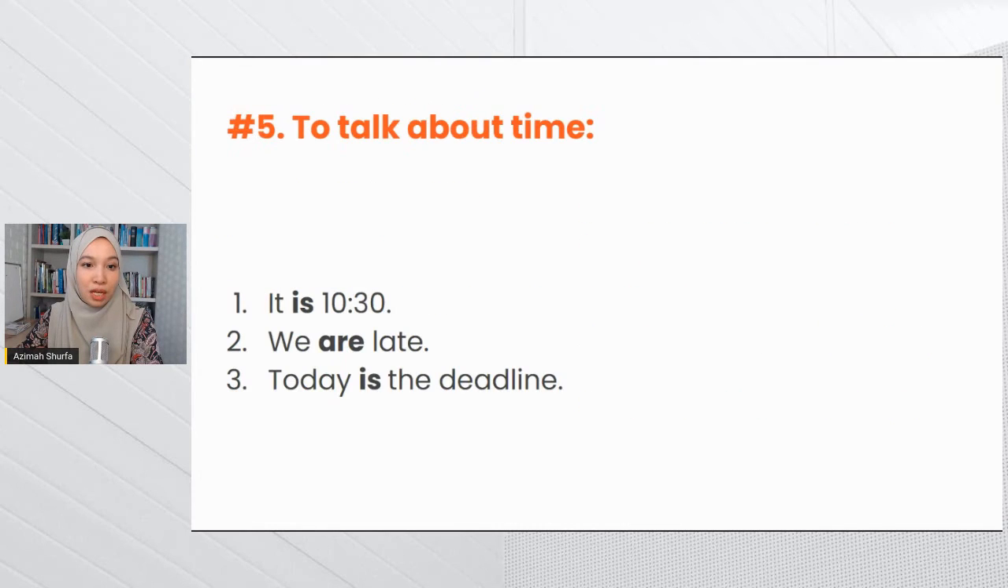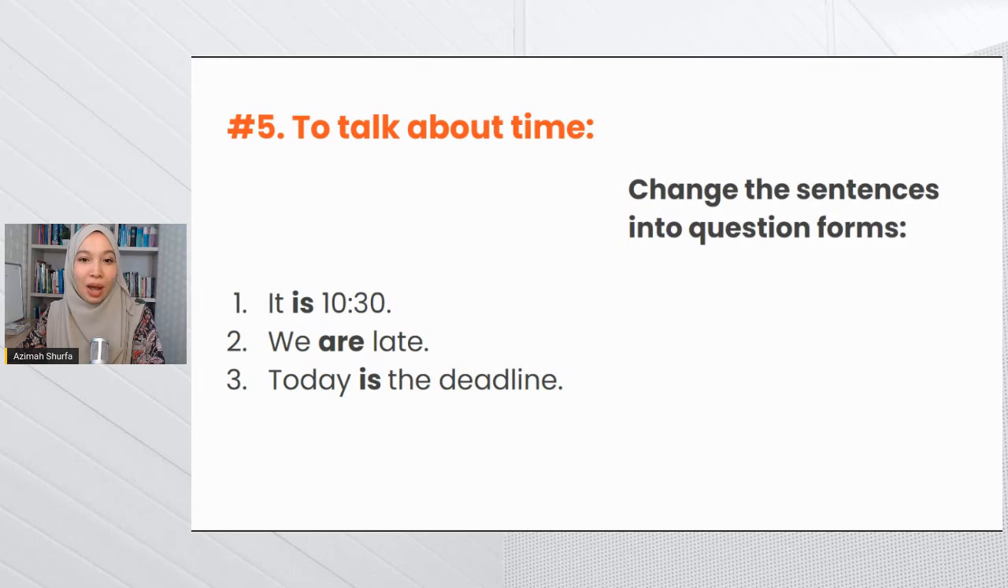Number 5. We also use the be verb to talk about time. Oh, it is 10:30. We are late. Today is the deadline. All right. Now, how do we change the sentences into question forms? I've already taught you earlier on. Put the be verb to the front and then the subject.